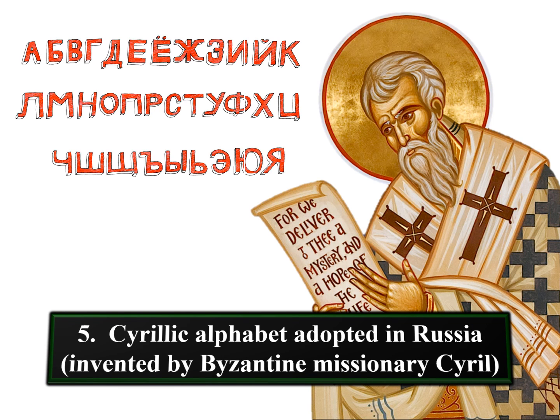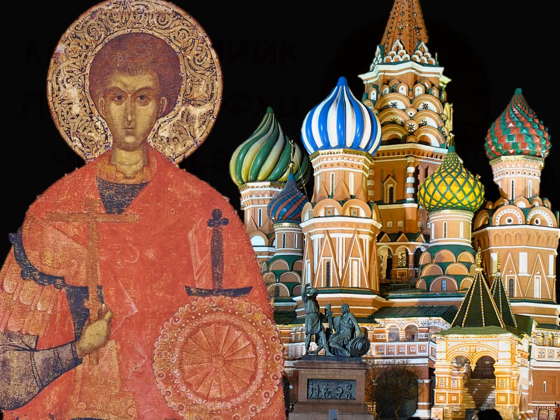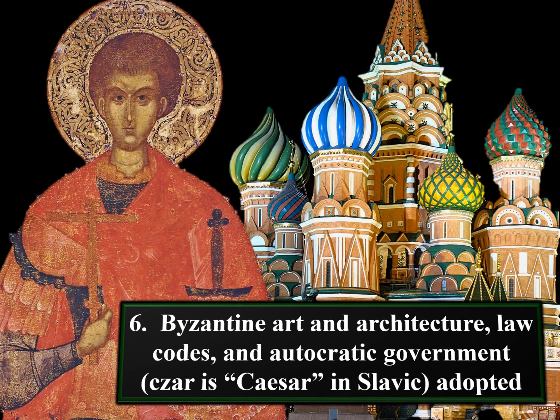The Cyrillic alphabet was adopted in Russia. It was invented by a Byzantine missionary named Cyril. This will eventually be the alphabet that is used in Russia and is still used today. Byzantine art and architecture, law codes, and the autocratic government were all adopted in Russia. The word Tsar is basically Caesar in the Slavic language.